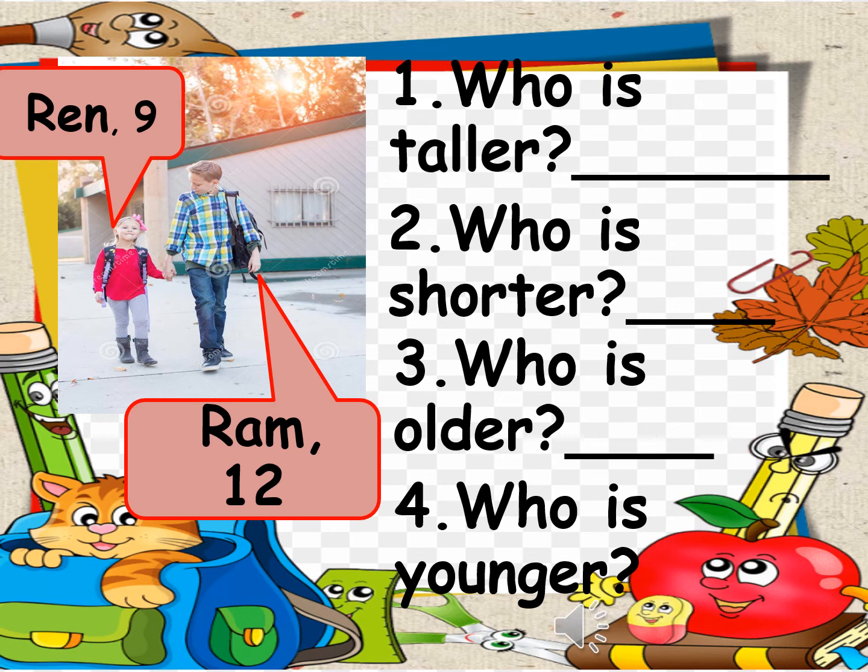Okay, look at the pictures. There are two boys. What's the name of the first boy? He is Ren. How old is Ren? He is 9 years old. What about the other boy? Yes, he is Ram. How old is Ram? He is 12 years old.